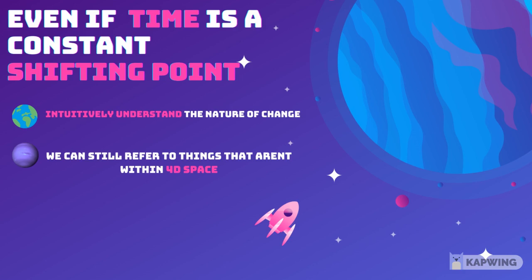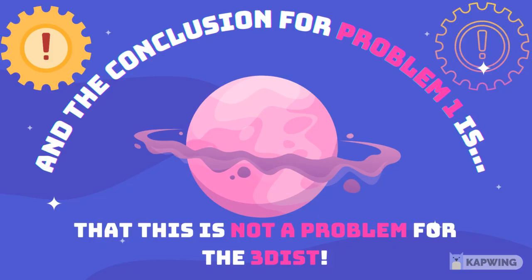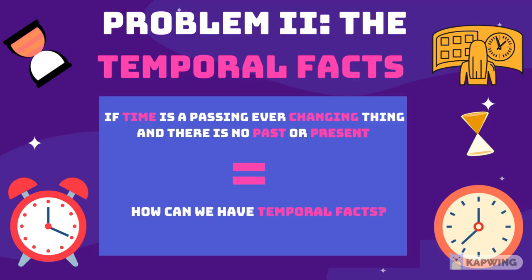Whereas when you're talking about a 3D view, where even if time is in a constant shifting point and there is no fourth spatial dimension, we seem to intuitively understand that the nature of change makes things that can no longer be still referenceable. Just as we can refer to things that will never be, even within four-dimensional space, and still make sense of it, like a blue donkey. So in conclusion, this is not a problem at all for someone who's really taking the 3D view of reality, and this kind of leads us straight into the second problem.